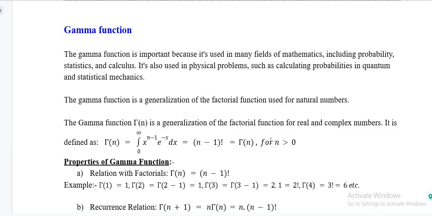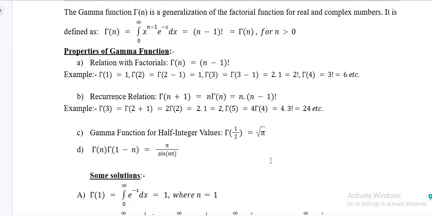Some of the properties related to the gamma function. The first one is the factorial relation. We have already discussed that gamma n is n minus 1 factorial. So if you have any value of n, the solution will be this value minus 1 factorial. So I am taking gamma of 3. So gamma 3 will be 3 minus 1, this is 2 factorial. Gamma 4, gamma 2, you can put this value minus 1 factorial. This will be the gamma function value.